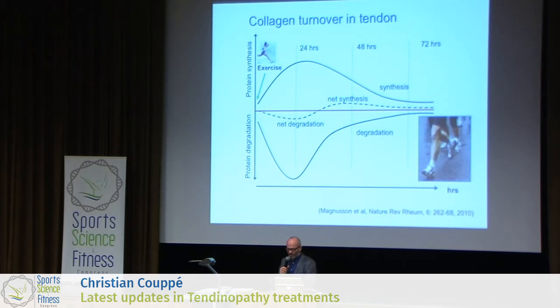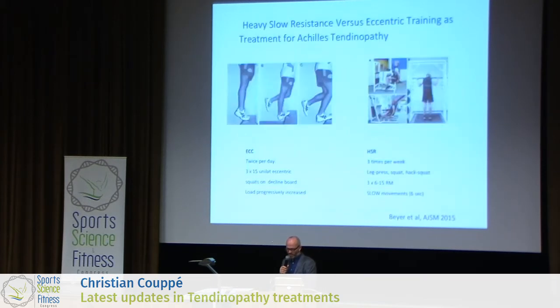So how is it about other tendons, like, for example, the Achilles tendon? We have also looked into that with the same approach, where the Alfredson regime from the late 90s also was challenged with the same heavy, slow resistance type of approach 3 times per week, doing leg press, squat, and hack squat, and with the same progression and doing slow movements.